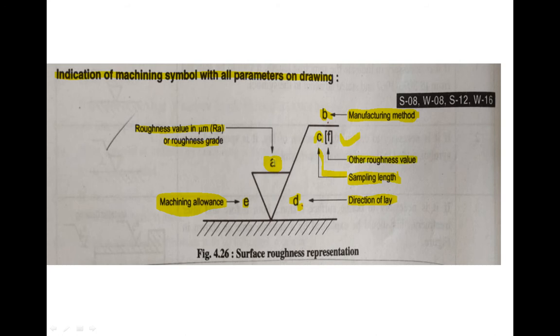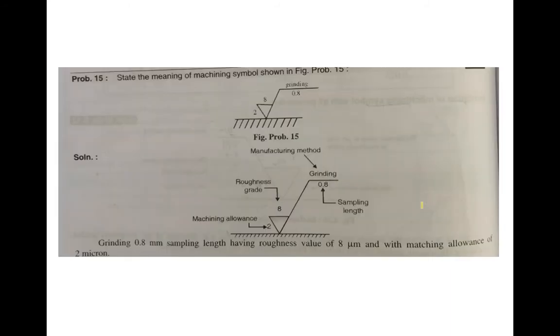So these are the parameters 1, 2, 3, 4, 5, 6. These are the 6 parameters of the machining symbol. The machining symbol is dependent on these parameters. So next we will see one example of this machining symbol. Here the problem is given like this: state the meaning of the machining symbol as shown in the figure. So this is the figure given. This is the general machining symbol, and you have to state the meaning of this.